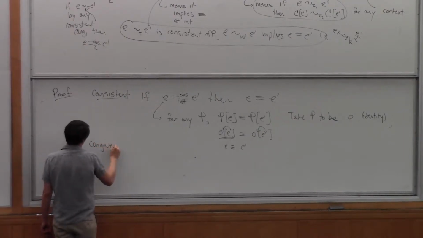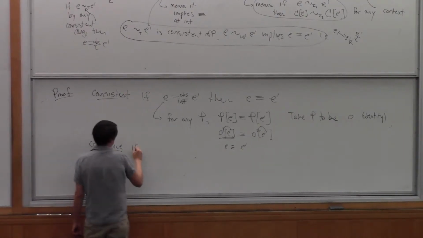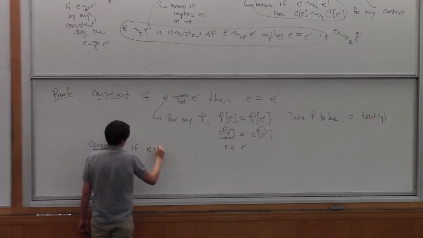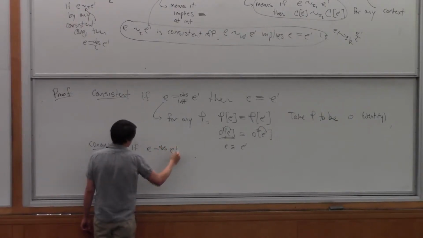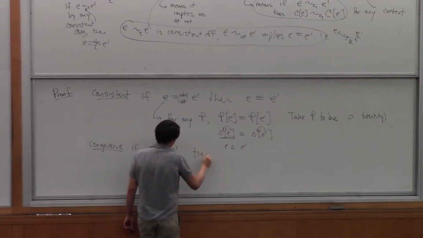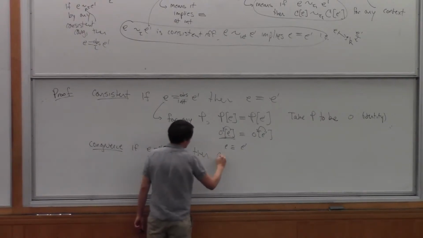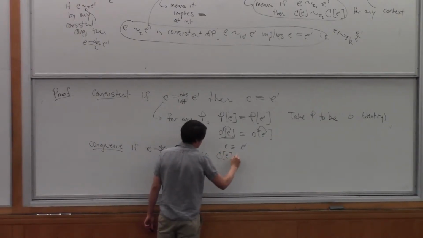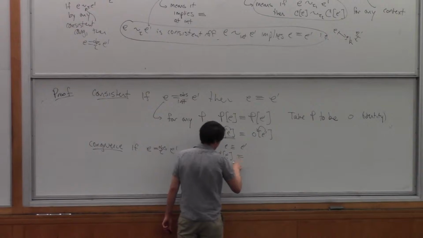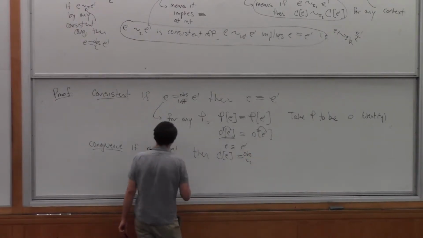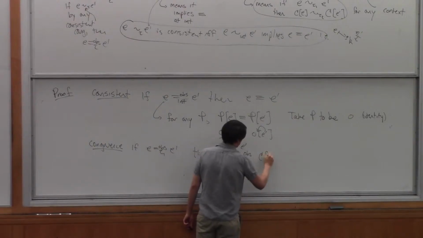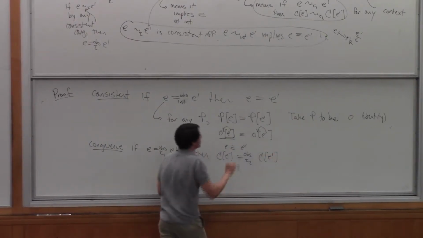For a congruence, what we need to show is that if E is observationally equal to E prime, then any context we can put them in is observationally equal, at the type the context kicks out, to E prime.